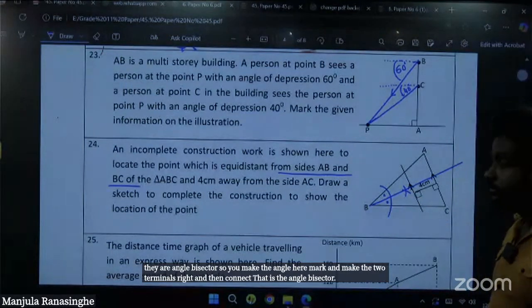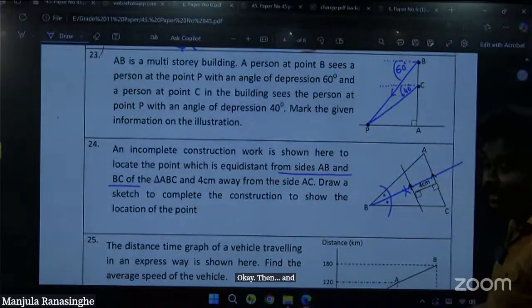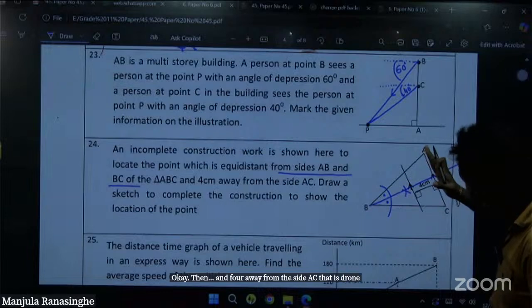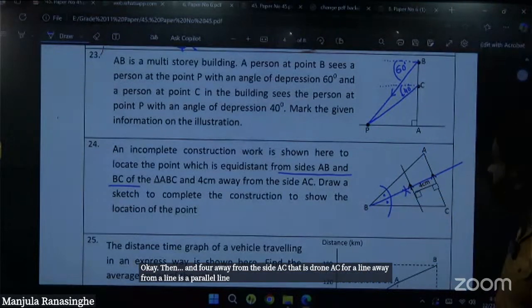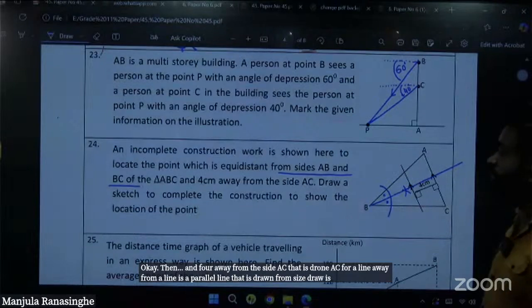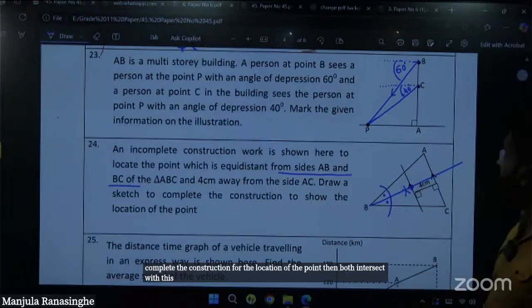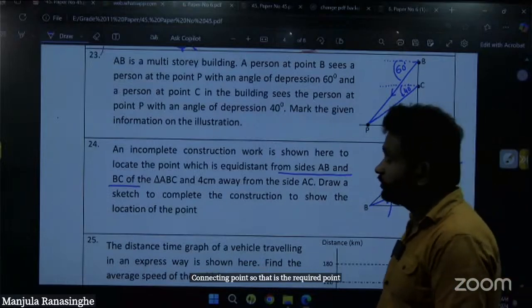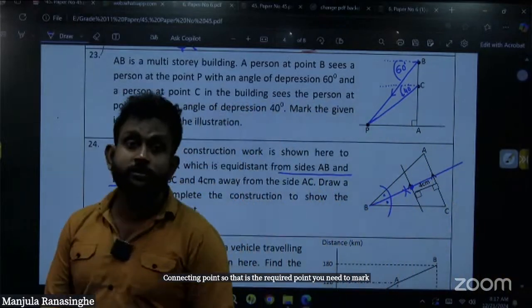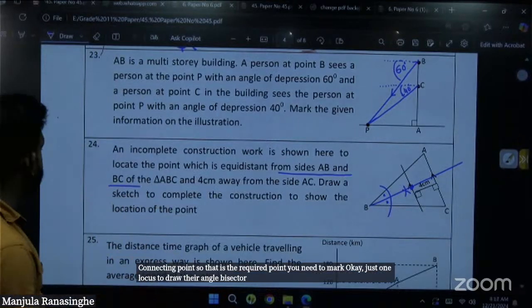Okay, then a line 4 away from the side AC is drawn. A line at a distance from a line is a parallel line. That is drawn. To complete the construction, show the location of the point. Then both intersect at the connecting point. So that is the required point you need to mark. Okay, just one locus to draw there, the angle bisector, and meeting that with the parallel line.